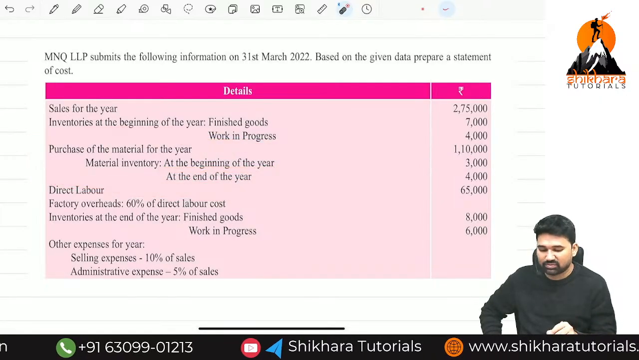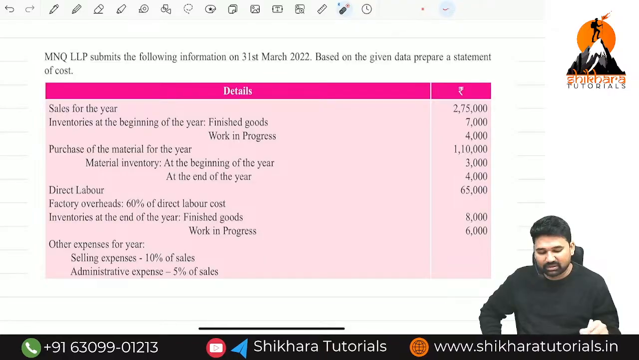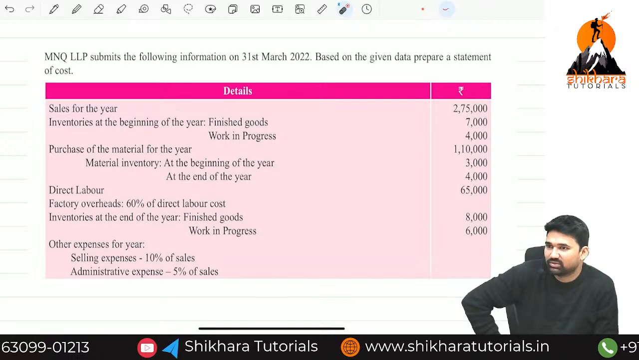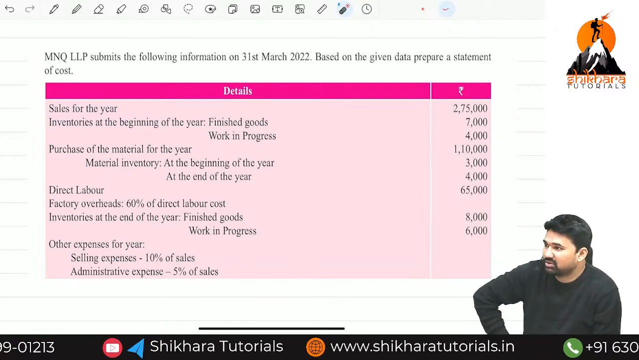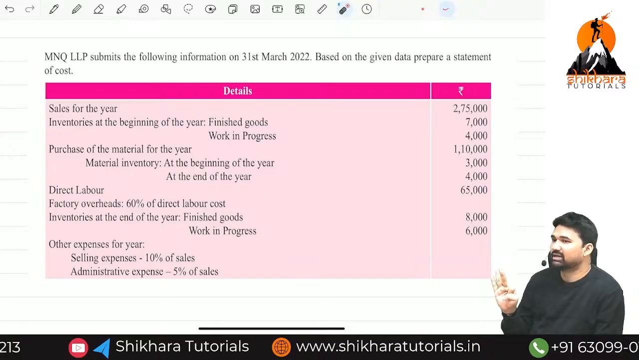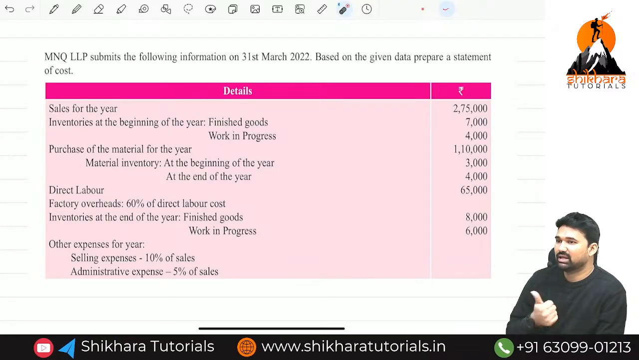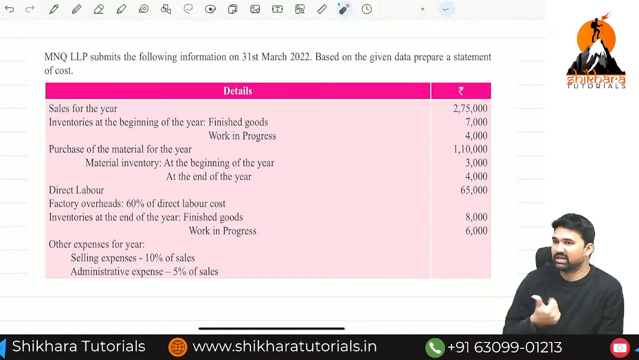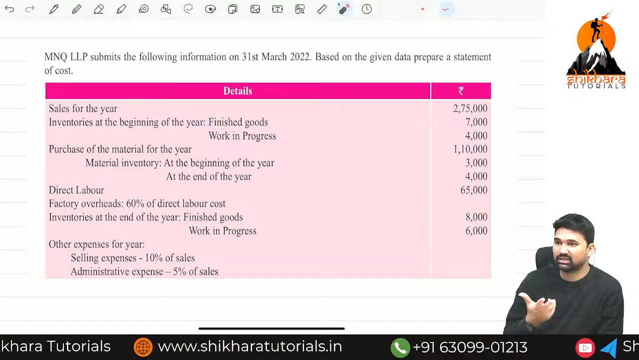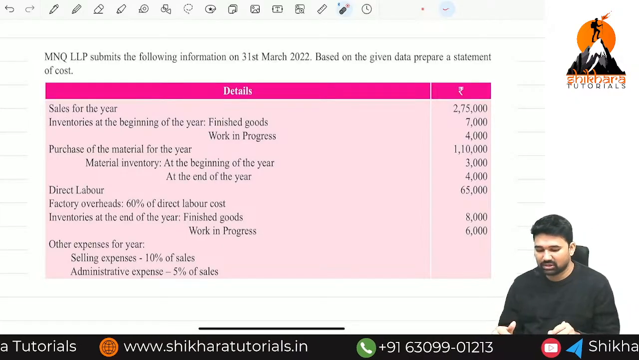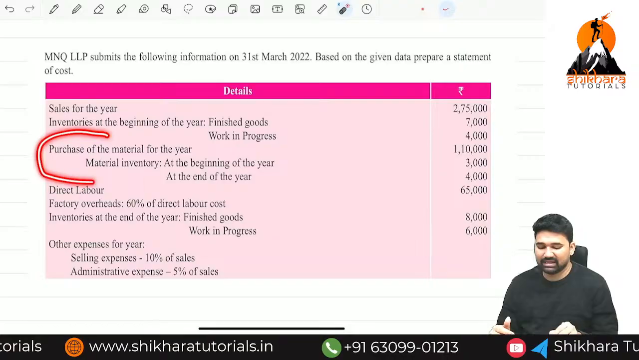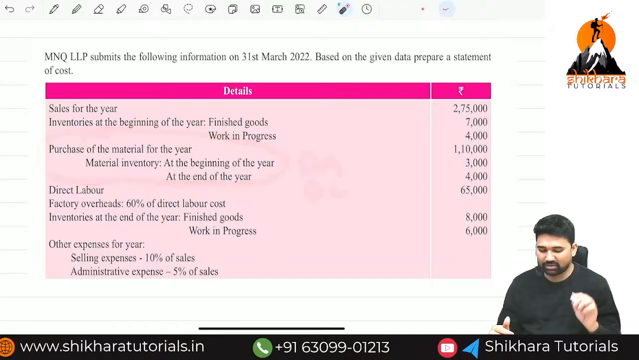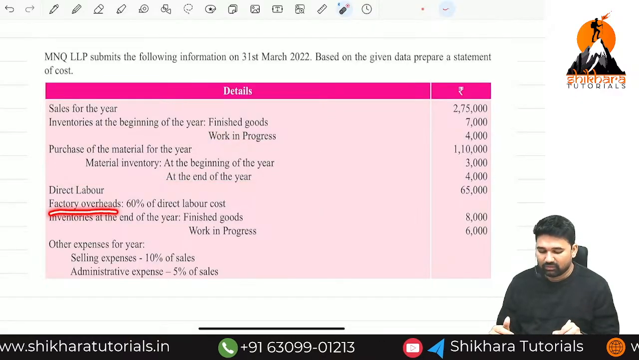Next one, direct labor. When are we going to use direct labor? In the calculation of prime cost. In prime cost, three components will be there: DM, DL, DE. DM, direct material cost. DL, direct labor. DE, direct expense. DL has been given, and DM we get as well. So we get DM, DL. Very good.